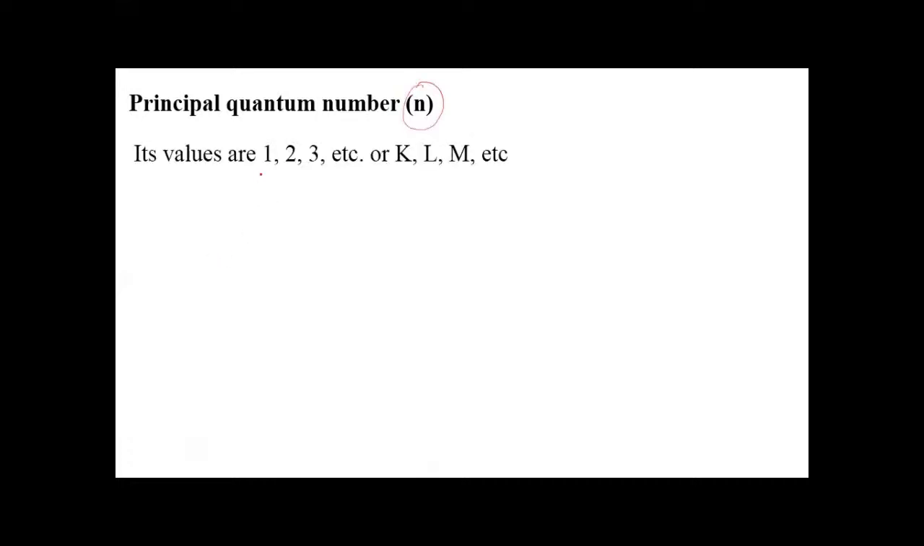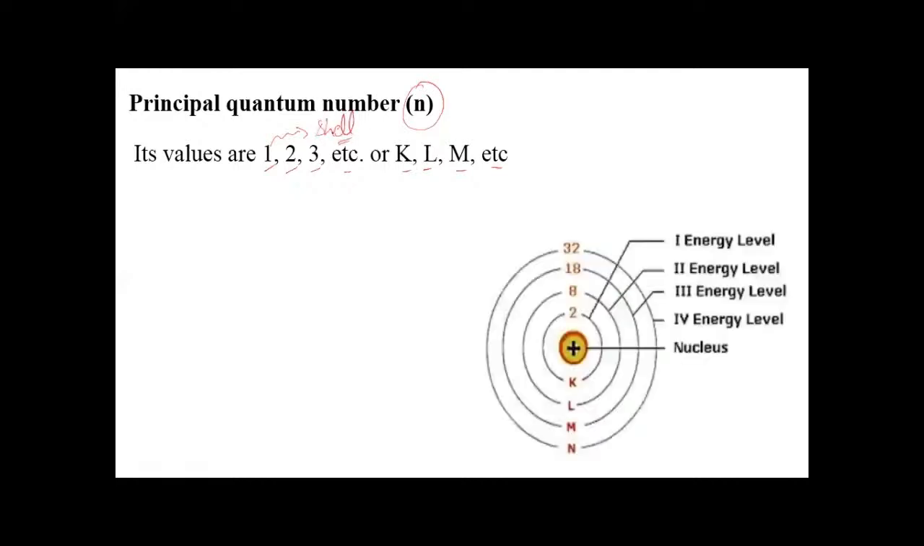Now we will discuss first the principal quantum number. The principal quantum number is denoted by small n. Its values are 1, 2, 3, etc., or K, L, M, etc. It tells us about the shell to which an electron belongs. Here the shells are K shell, L shell, M shell, and N shell. We give them the numbers 1, 2, 3, and 4.